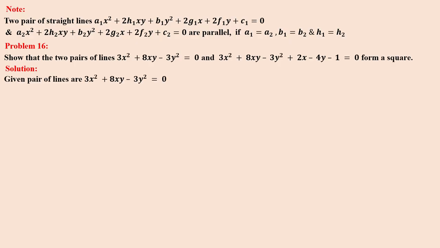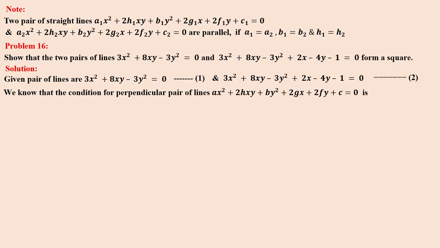See, a given pair of lines 3x square plus 8xy minus 3y square equal to 0, that is 1, and 3x square plus 8xy minus 3y square plus 2x minus 4y plus 1 minus 1 equal to 0, that is second equation. Check the second degree terms in both. First one 3x square plus 8xy minus 3y square. In the second one 3x square plus 8xy minus 3y square equal to 0. That means from the note both are parallel.